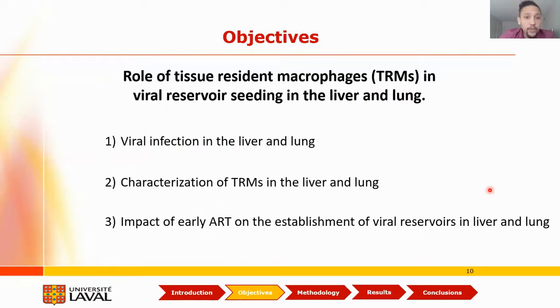That's why my research now focuses on the role of tissue-resident macrophages during SIV infection. So in order to achieve this, my 3 objectives are to determine the viral infection in the liver and lung of our model of HIV-infected rhesus macaques, and then to characterize tissue-resident macrophages in the liver and lung, and finally, to evaluate the impact of early ART on liver and lung infection.